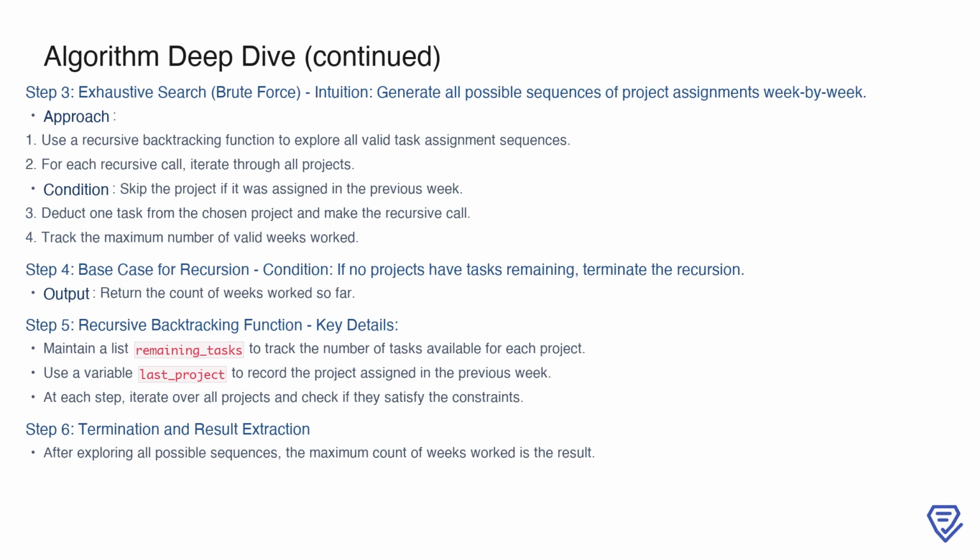The recursive backtracking function relies on two key elements: a list called remaining_tasks to keep track of the tasks left for each project, and a variable, last_project, to record which project was assigned in the previous week. By iterating over all projects at each step and applying the constraints, the function systematically explores all potential sequences. Once all possibilities are explored, the maximum count of weeks worked is extracted as the result.